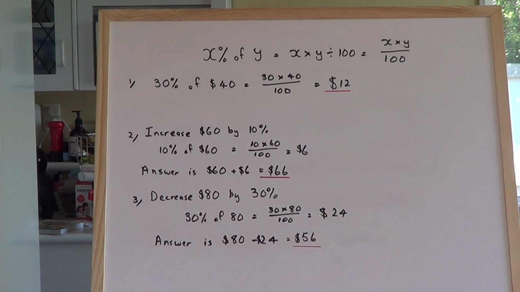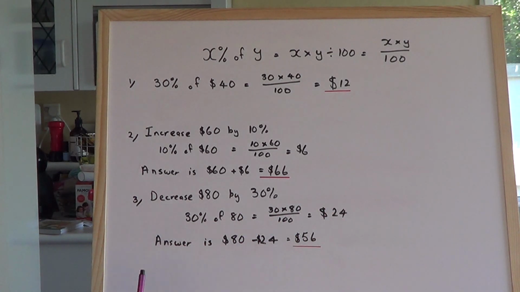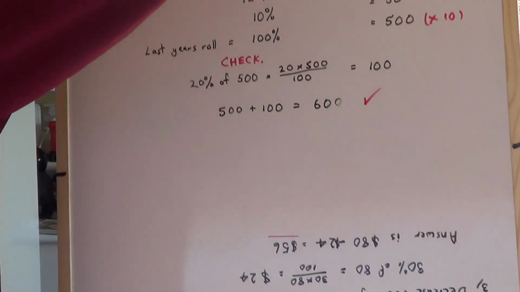The next one is a decrease. $80 has to be decreased by 30%. So we have to work out 30%. 30% of 80 is 30 times 80 over 100, which is $24. So we put the $80 down there and we take away 24 because it needs to be reduced, and the answer is $56.